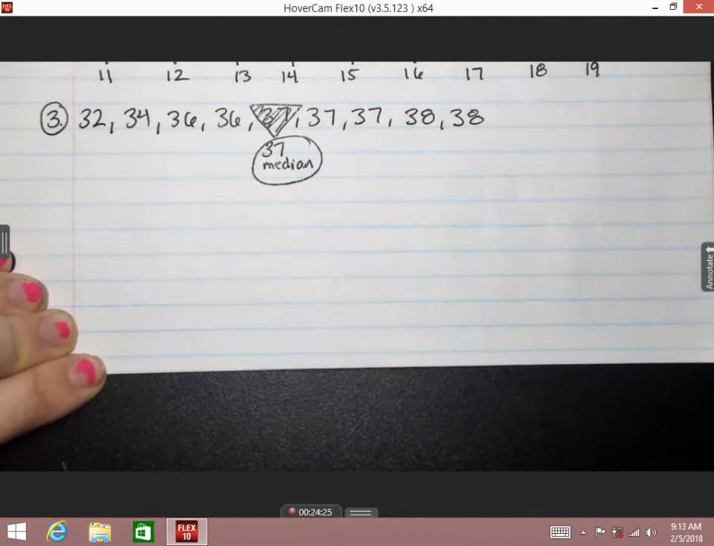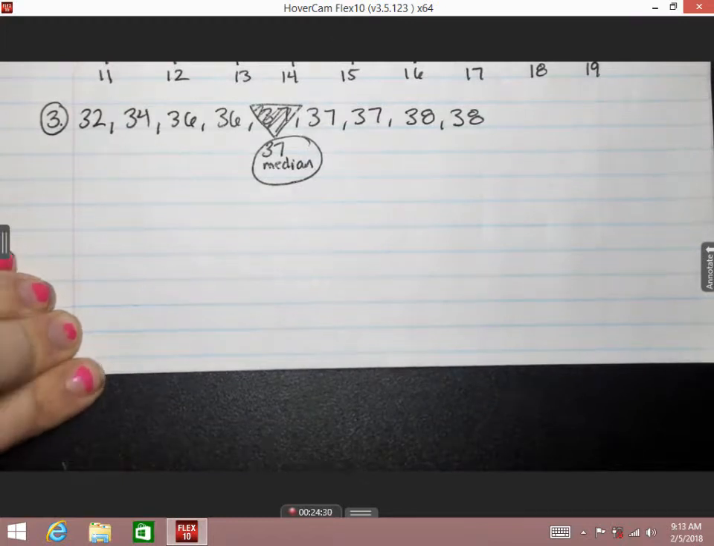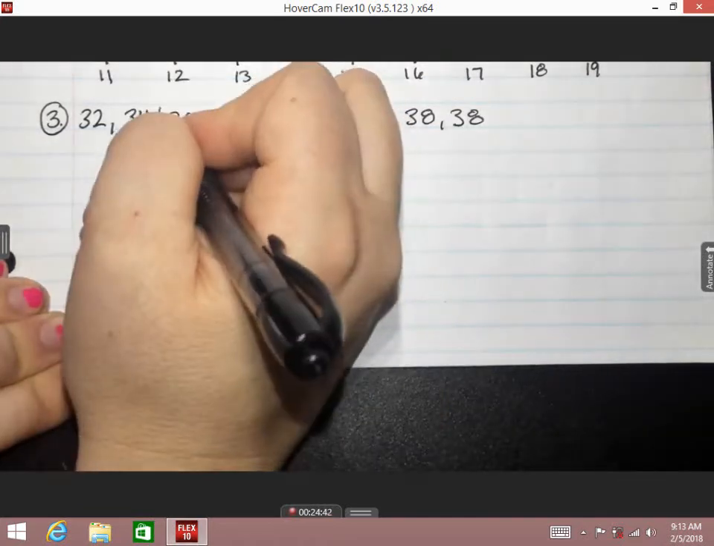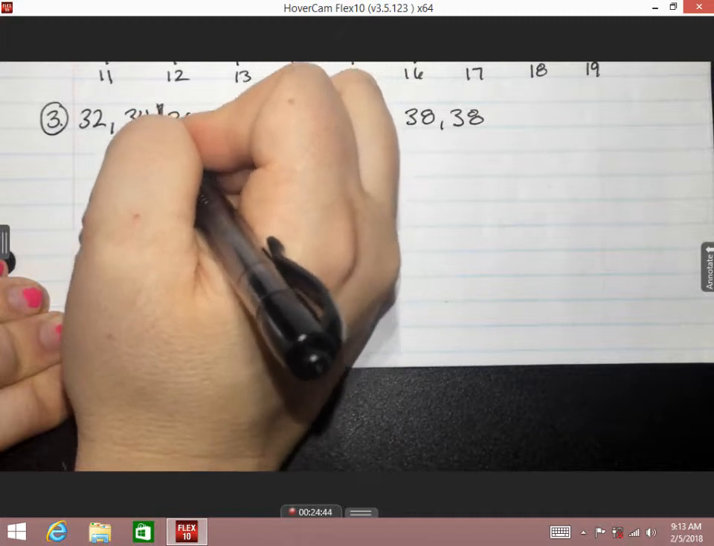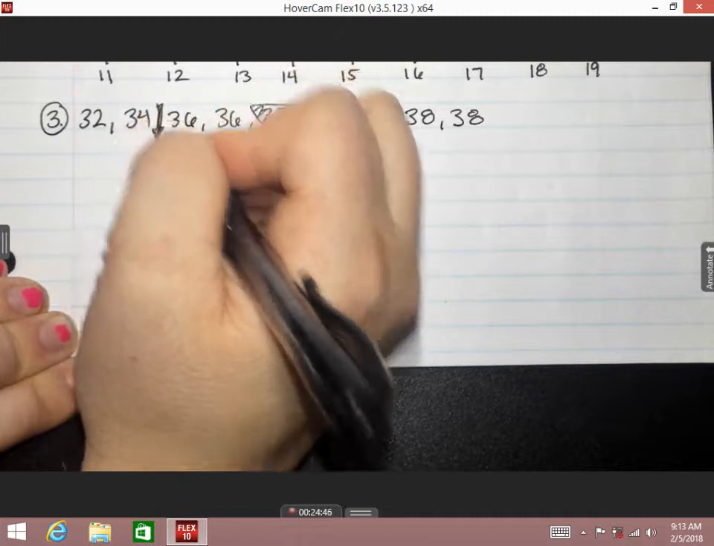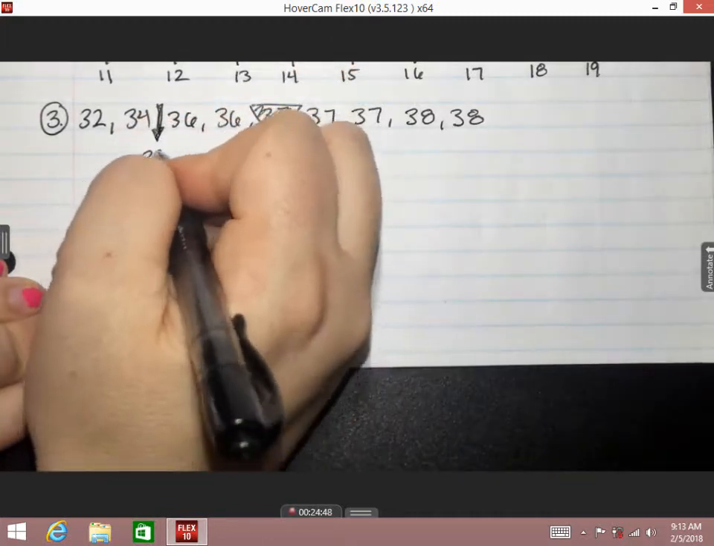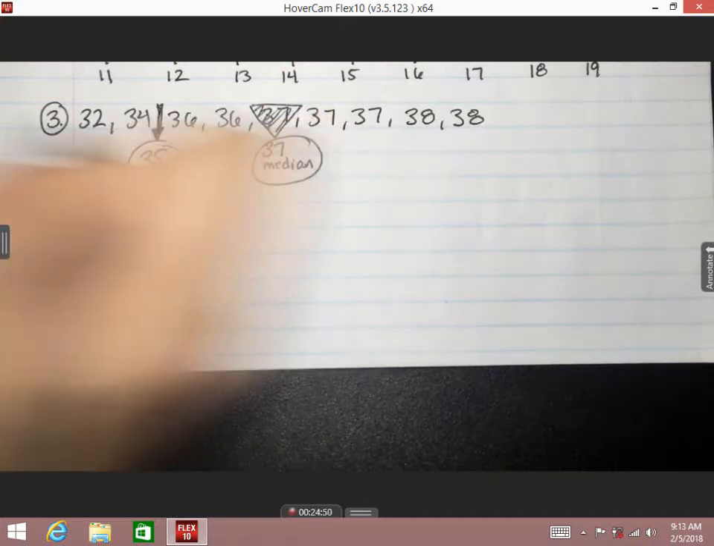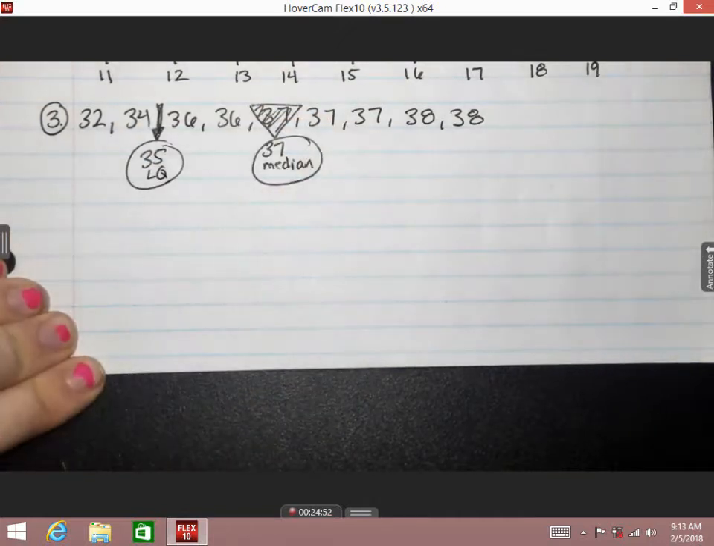What else do I need? I got my median. What else do I have to have? Marisol? After I get my median, now what do I need? My lower quartile, which is going to be? 34 and 36. Between 34 and 36. What number is between 34 and 36? 35. Guys, if you just want to put 35, I'm fine with that. Or we can always add and divide by 2 still.